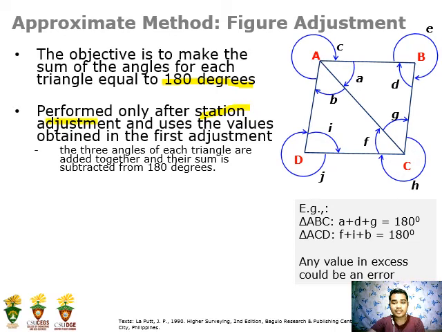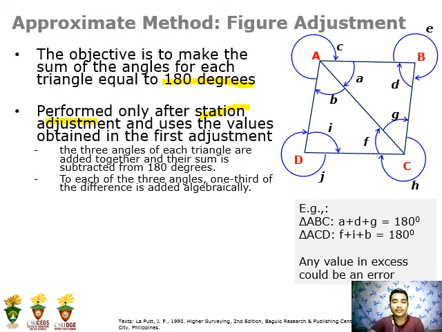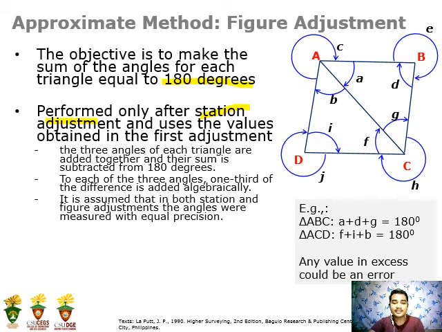The three angles of each triangle are added together, and the sum is subtracted from 180 degrees. And to each of the three angles, 1/3 of the difference is added algebraically. Same lang gihapon siya sa pamaagi ganina sa station adjustment. But this time, triangle na siya or figure na ang imuhang consider, dili na siya station. It is assumed that both in the station and figure adjustment, angles were measured with equal precision. Again, same lang gihapon sa pamaagi sa pagkuha sa error, but this time 180 degrees na siya.